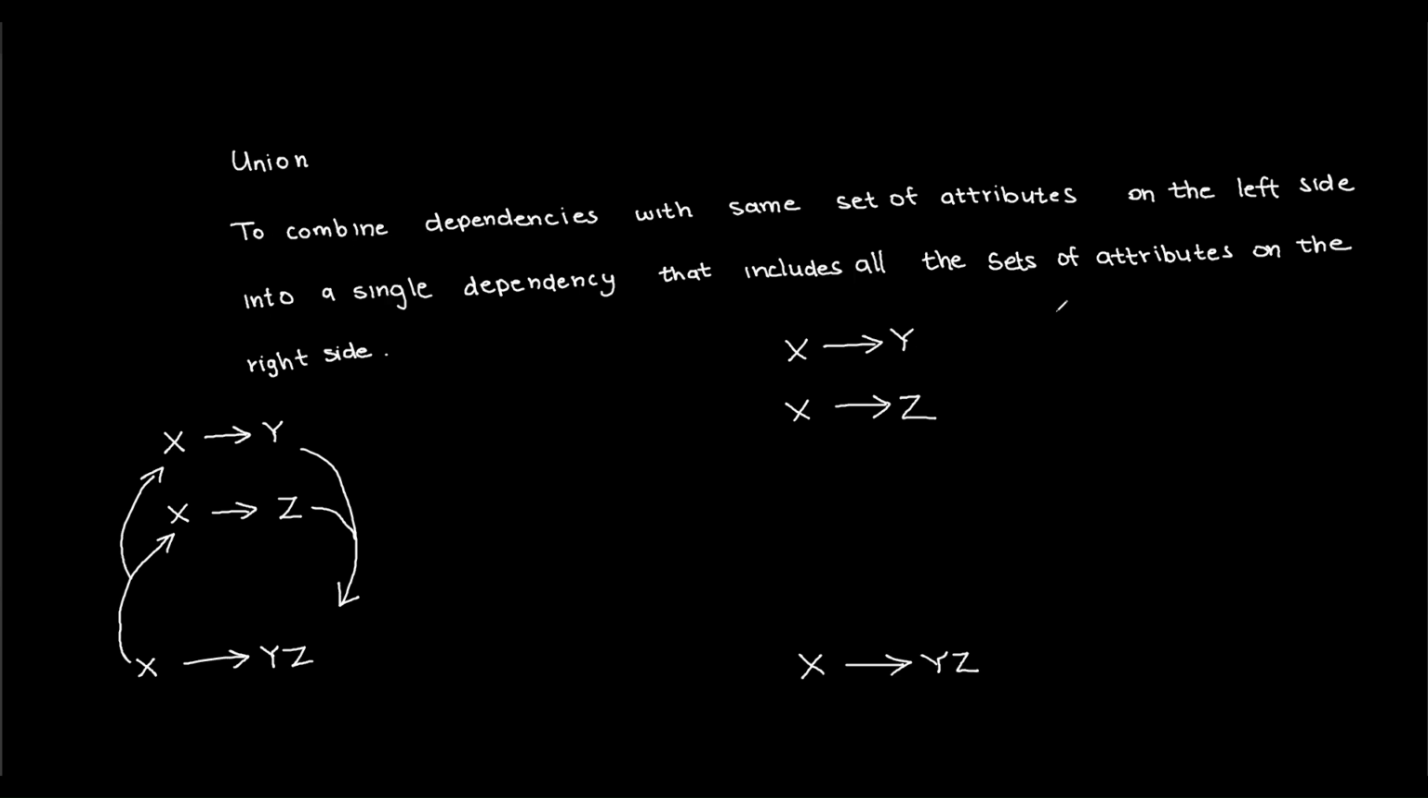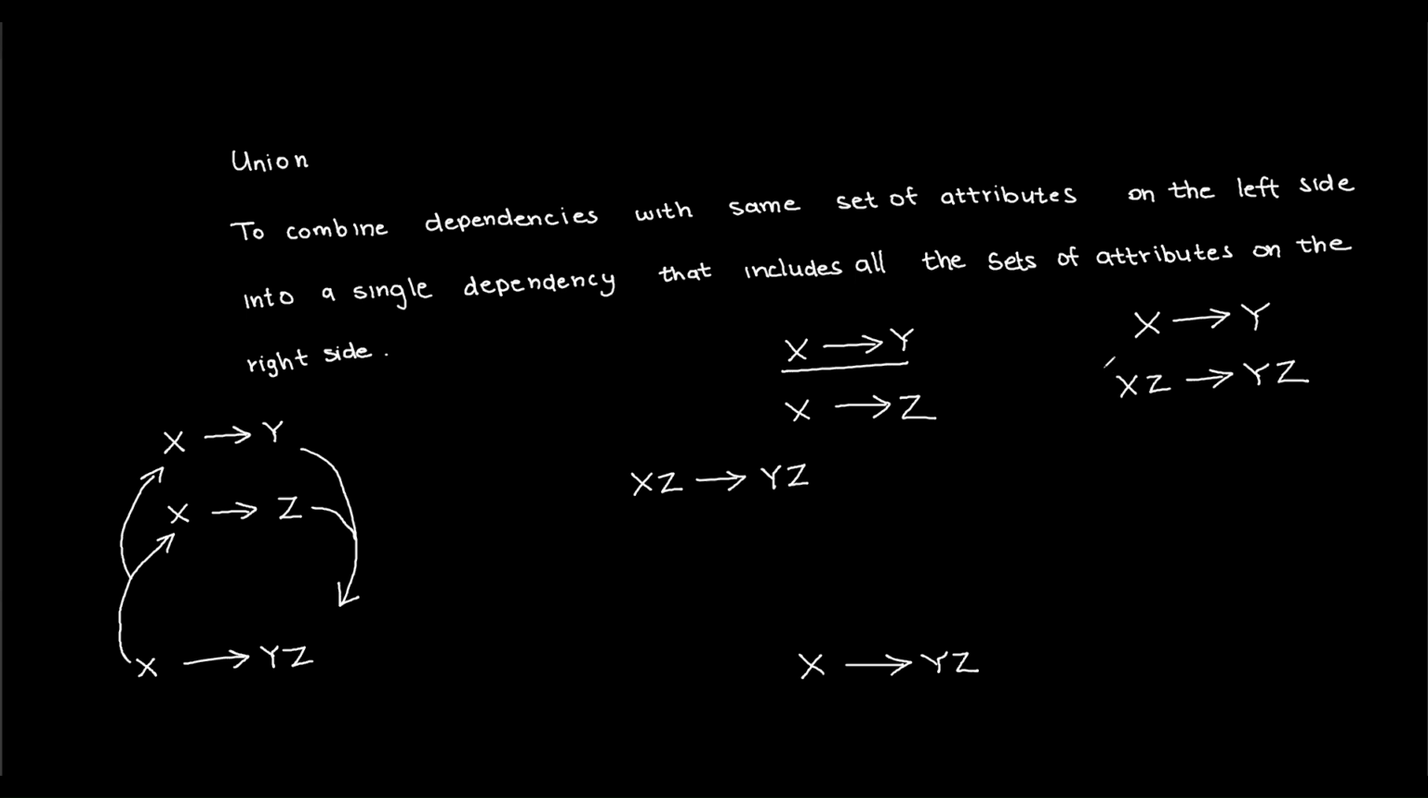First of all, let's apply the augmentation property. What is the augmentation property? If X functionally determines Y, we can say XZ functionally determines YZ. So here we have X functionally determines Y, and I'm going to say XZ functionally determines YZ.